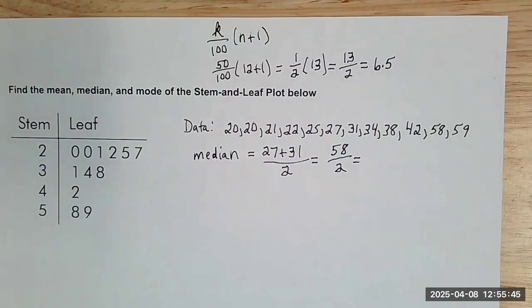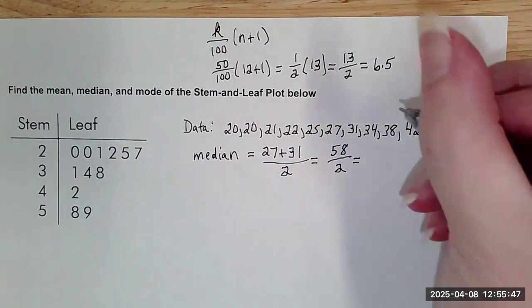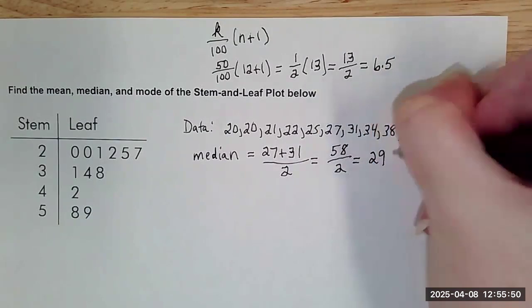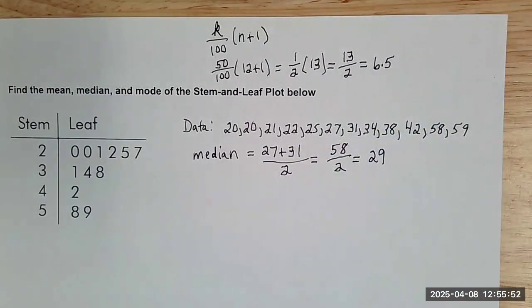And 58 divided by 2 is going to give you 29. So our median is 29. Whoops. What is the median again? The median is the value where 50% of the data is below it and 50% of the data is above it. And it actually doesn't have to be a number in the list.